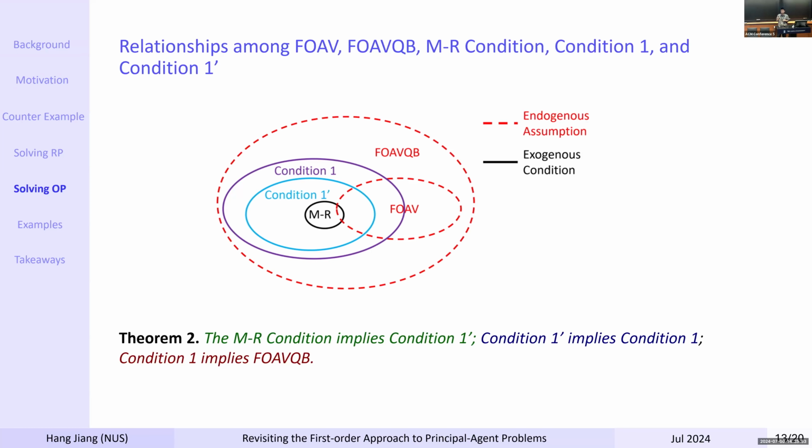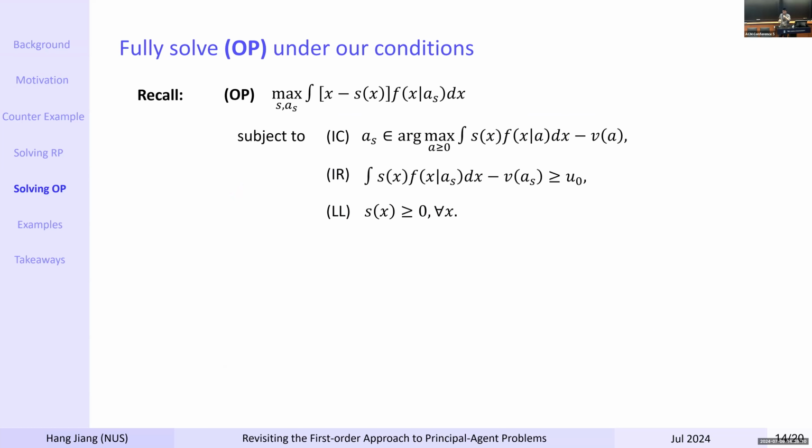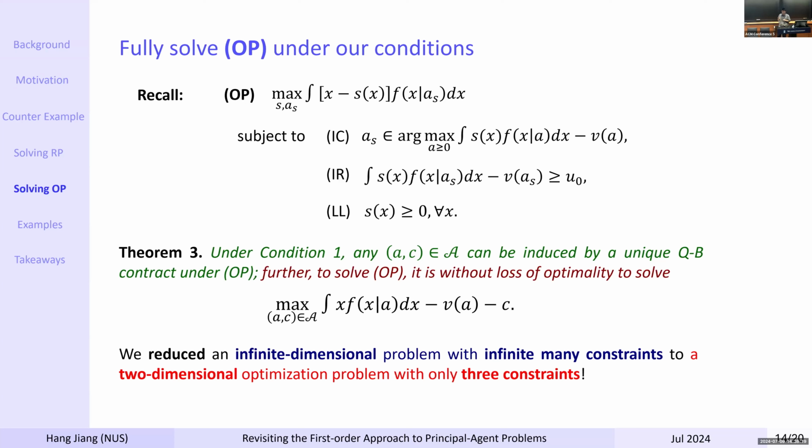And we prove a relationship among our conditions. The Mirrlees-Rogerson condition implies condition 1 prime, condition 1 prime implies condition 1, and condition 1 implies FOAB-QB. FOAB is endogenous, but we don't know when FOAB will hold. So we can fully solve the original problem under our conditions. And we reduce an infinite dimensional problem with infinitely many constraints to a 2-dimensional problem with 3 constraints. It's very intuitive that if we can restrict our attention to quarter-bonus contracts, then we can reduce the dimension.